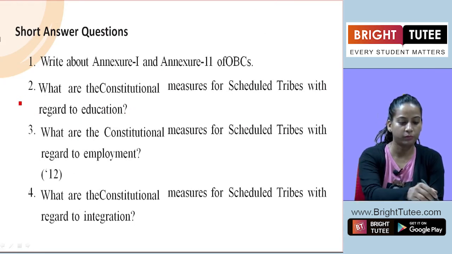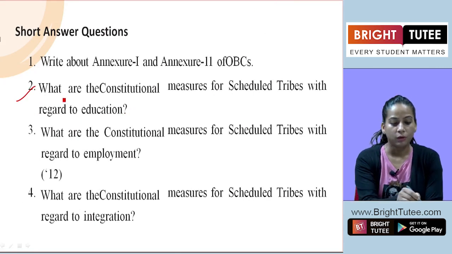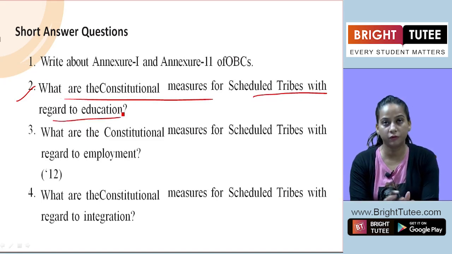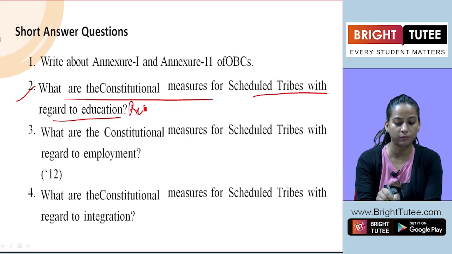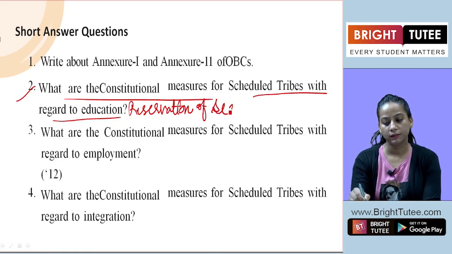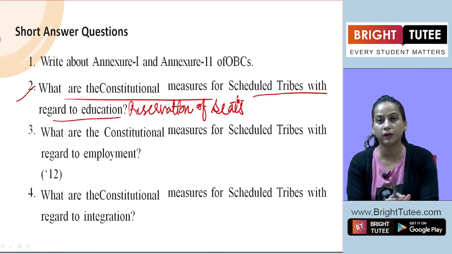Here they have asked question number 2: what are the constitutional measures for scheduled tribes with regard to education? So we will mention the intro here. The constitutional measures for scheduled tribes with regard to education are: first, reservation of seats in many of the educational institutions like colleges and other professional courses.